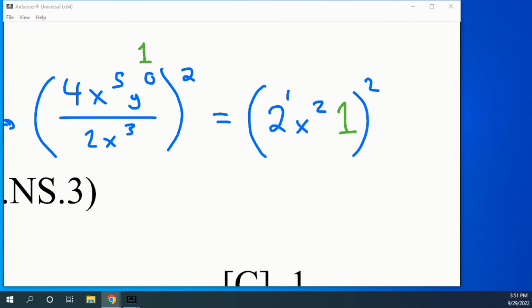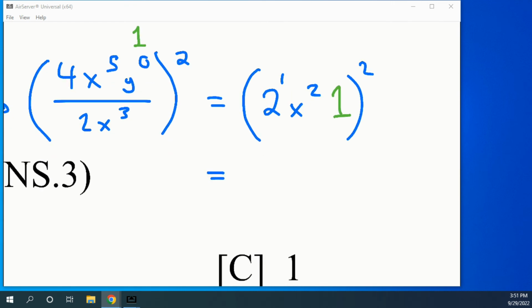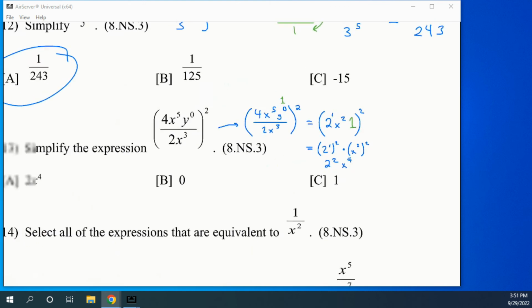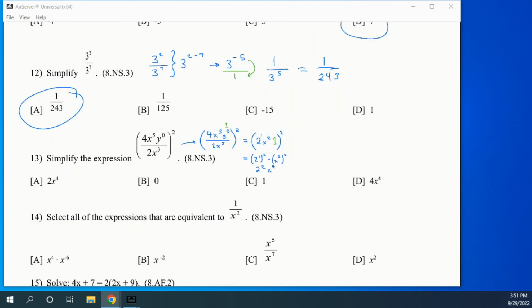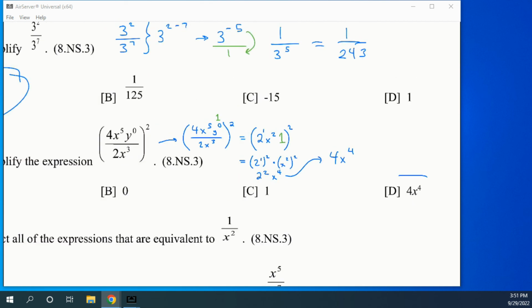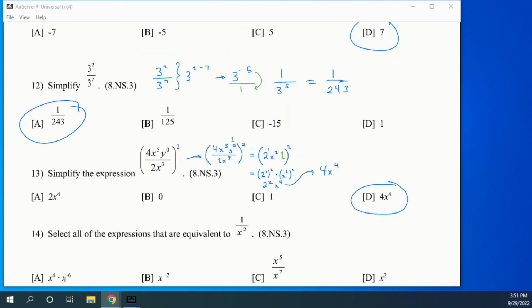So one more step, just because this is the walkthrough video. What this means is we can take 2 to the first power, square it, times x to the second power, and square it, which this would be 2 squared times x to the fourth power. Anytime you have a power raised to a power, you multiply the exponents. So this is going to be 2 squared x to the fourth, which 2 squared is 4. A lot of work, I know. 2 squared is 4, so this would be 4x to the fourth power. So D is the correct solution for number 13. Okay.